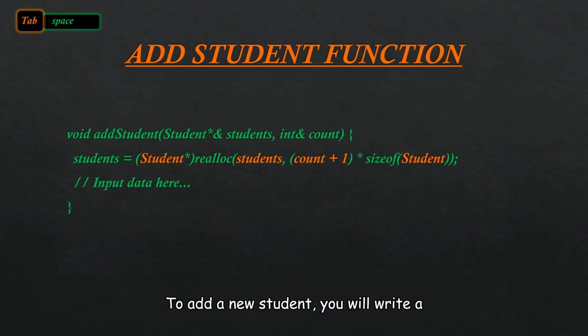To add a new student, you will write a function that uses realloc to increase the size of the dynamic array. Realloc takes care of allocating a larger memory block and copying existing data to it. Once the new block is allocated, you prompt the user for the student's name, roll number, and marks, and store this information in the last index of the array. This approach allows the number of records to grow as needed without setting a fixed size in advance.